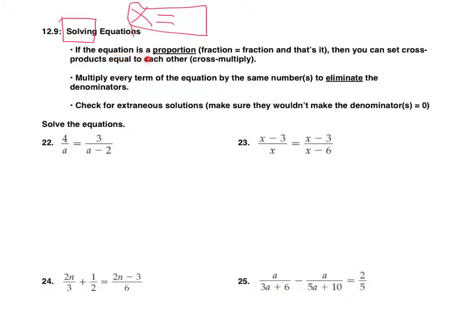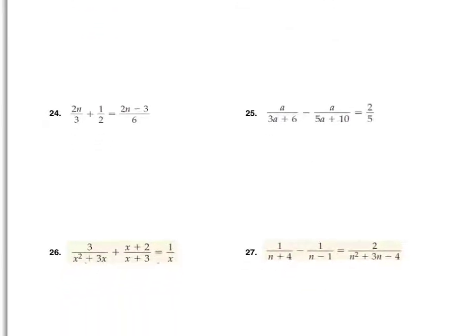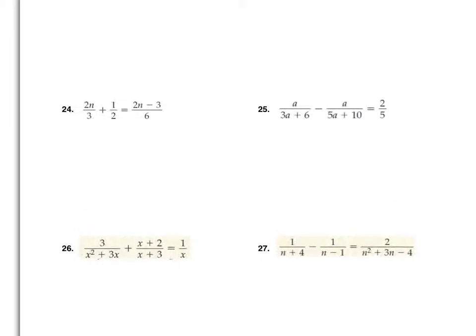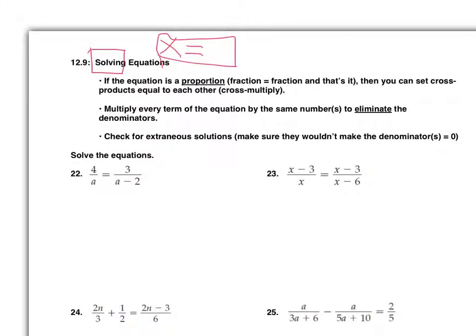If the equation is a proportion, that means one fraction equals another fraction, and that's it, then you can just set the cross products equal. You can cross multiply. Look at these problems. Do you see any where it's just one fraction equals another fraction, and that's it? If you look closely, 22 and 23 meet that description. These are proportions, so you can just cross multiply.